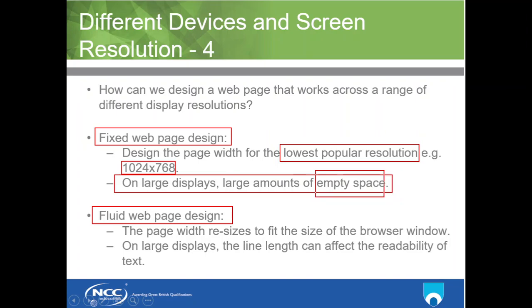They're normally not really white. It depends on the background color of the website. But you're going to have some empty space. If the website is centered, then you're going to have some empty space on the left, another empty space on the right. So I'm sure you've seen this, that if you have a monitor that has a big screen resolution, then the website leaves some very big space on the left and the right. So that is what happens when you use the fixed web page design.